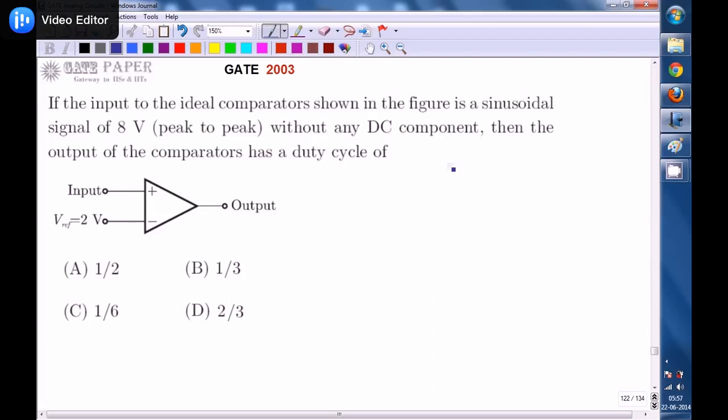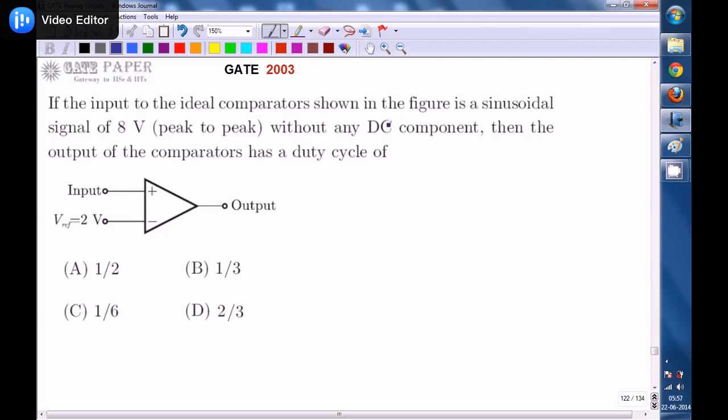The circuit diagram given. If the input to the ideal comparator shown in the figure is a sinusoidal signal of 8 volts peak to peak without any DC component, then the output of comparator has a duty cycle of, what is the duty cycle of given comparator? Okay, so A 1 by 2, B 1 by 3, C 1 by 6 and D 2 by 3. First of all we should know the operation of comparator and what is meant by duty cycle, then we can proceed for this problem.